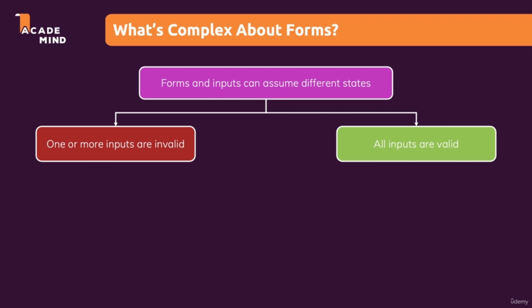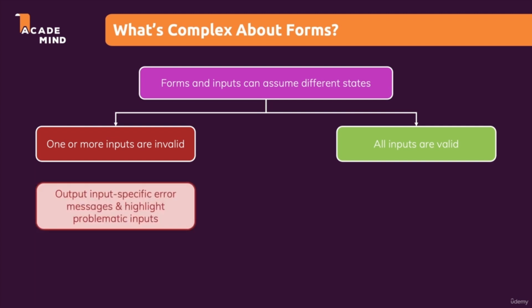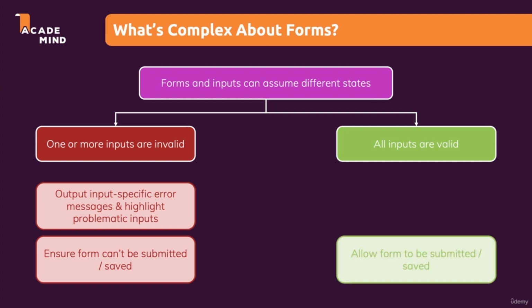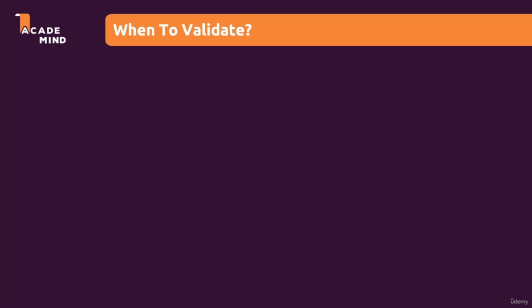Now, when a form and its inputs are invalid, you might want to output input-specific error messages and highlight the problematic inputs. And you also want to ensure that the form can't be submitted or saved if one or more inputs are invalid. If the inputs are valid, though, you of course want to make sure that it can be submitted and saved. Now, when we dive into showing error messages and highlighting invalid inputs, things get even more complex. Because the question then is when to validate.